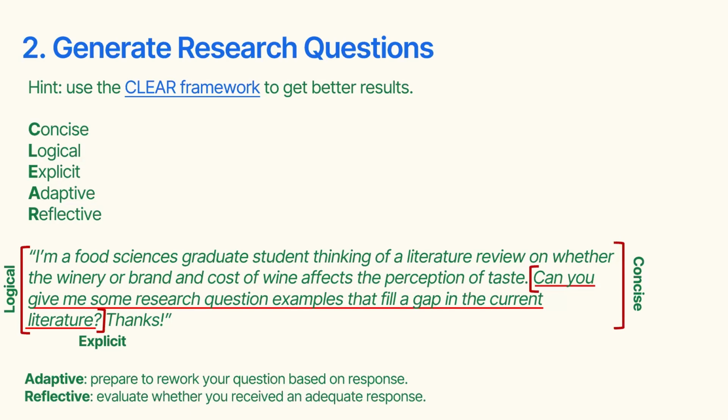You also need to think about, which is basically kind of like what I was just saying, at the end of your prompting, did you get what you needed, right? Maybe you specify research question examples, but what comes out is going to be research question examples. But are those something you can work with? If not, go back, right? Adapt, rework. But you need to think about whether you can work with whatever response you get. So it's important to remember. Anyways, there's the 5, right? Clear: concise, logical, explicit, adaptive, and reflective.